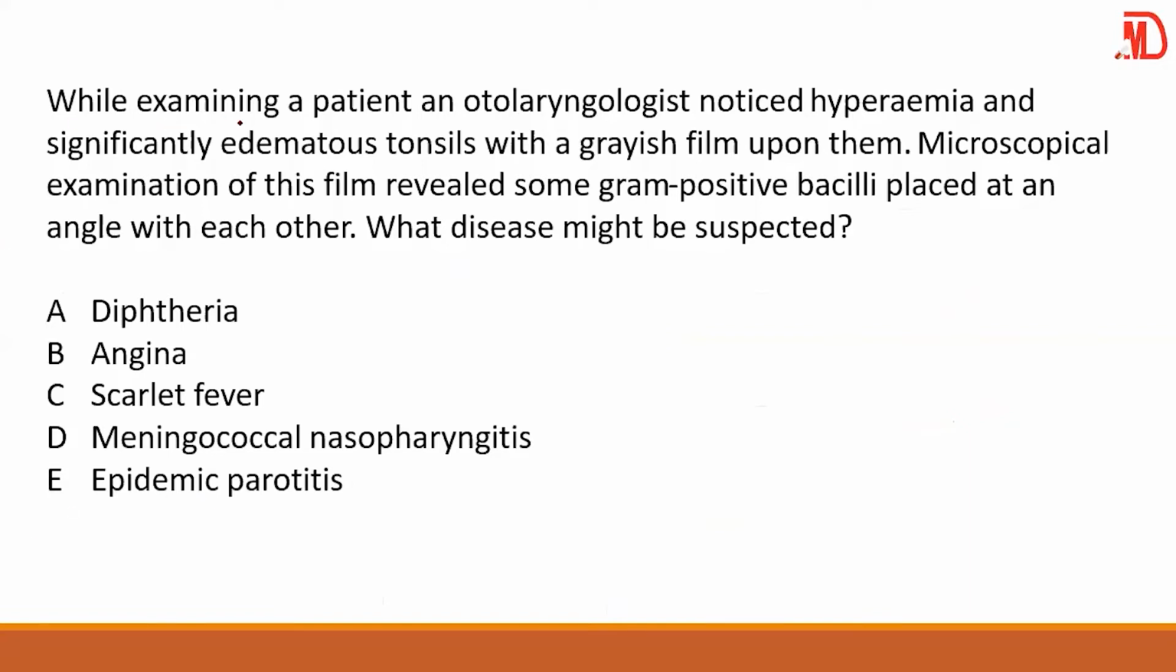Now look at this question. While examining a patient, an otolaryngologist notices hyperemia, significantly edematous tonsils with grayish film upon them. Anytime you see a grayish film or fibrin, you're thinking of fibrinoid type of inflammation. And there are 2 types: we have croup and we have diphtheric.